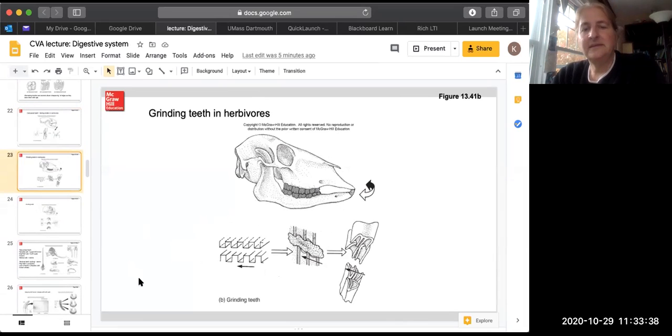Here are the grinding teeth in herbivores, this is a horse. Again, it has a diastema. That's where the bit goes if you're riding a horse. It's not actually on its teeth; it's in the diastema. And then there are these grinding teeth behind it, with rows of sharp edges, but they're very low, set like this here. And they move them back and forth like that, so they're grinding the grasses.